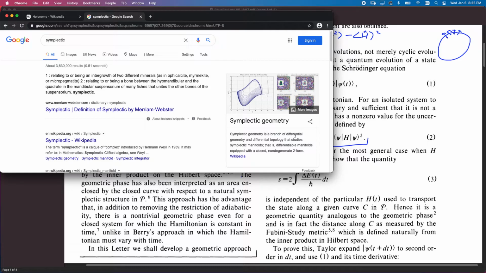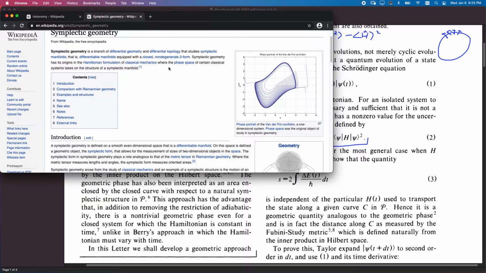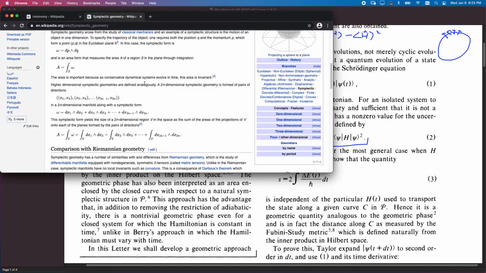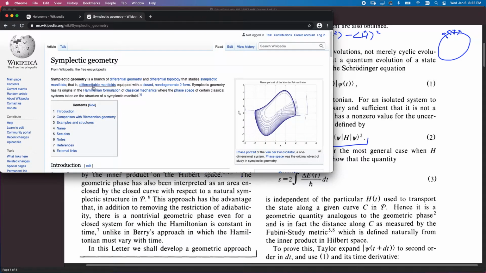Symplectic geometry is a branch of differential geometry and differential topology that studies symplectic manifolds. Okay, symplectic geometry is the study of symplectic manifolds. Great. That is differentiable manifolds equipped with a closed, non-degenerate 2-form. Oh my god, it's going to be one of those nights. Phase portrait. All right, a 2-form, is that like an area? Okay, fine. It's a differentiable manifold equipped with a closed, non-degenerate 2-form. Oh, what's a 2-form?